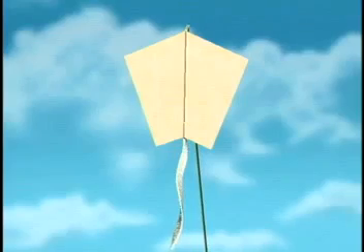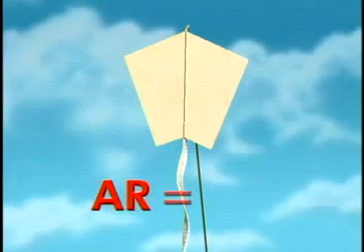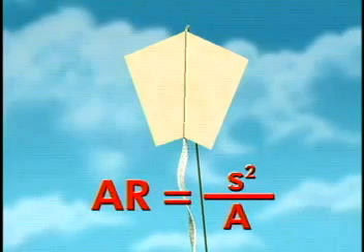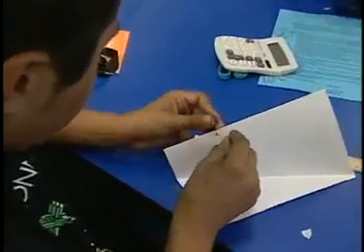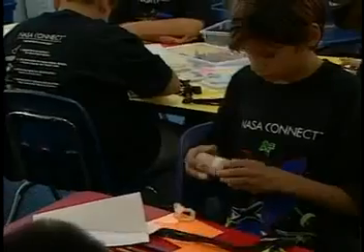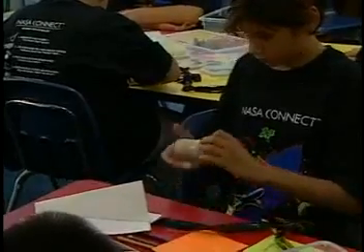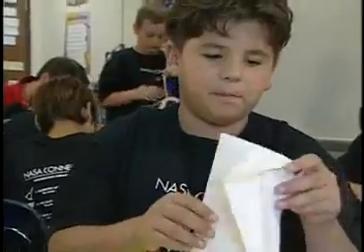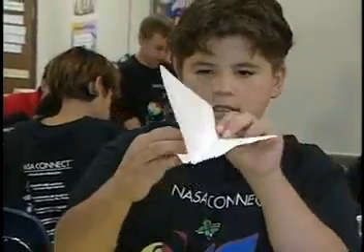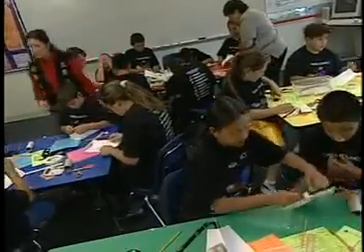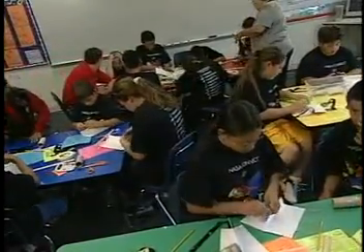You will also calculate and record the aspect ratio using the formula AR equals S squared divided by A, where S is the kite span and A is the kite sail area. Tie one end of the string to the hole and wind the other end onto a cardboard string winder. For the other 2 kites, repeat the same steps, adjusting the given values for point A and point B found in the educator's guide. Remember your reflection.